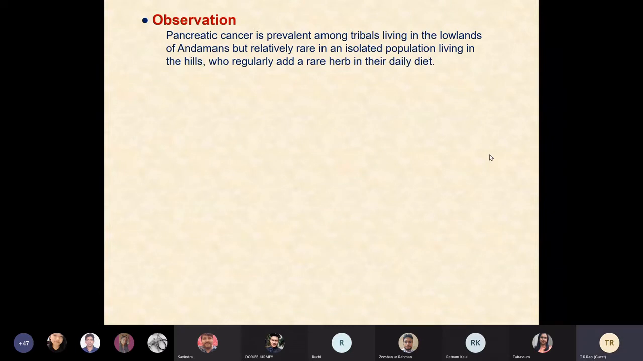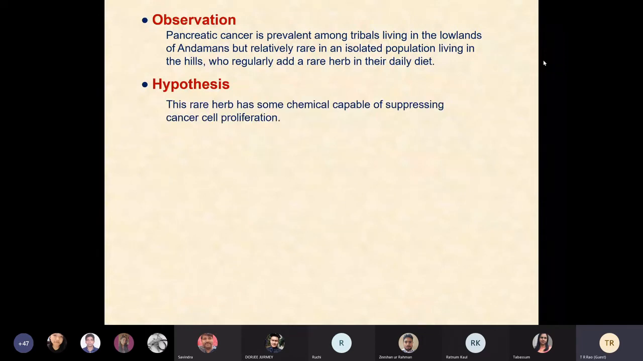Okay, I'm just taking a hypothetical example. This is about the possibility that in the lowlands of the Andamans, pancreatic cancer is relatively rare, but the population living in the hills regularly has some herb in their diet, so they seem to have a lower frequency of pancreatic cancer. So that's an observation. What's the hypothesis now? This rare herb has some chemical capable of suppressing cancer cell proliferation.